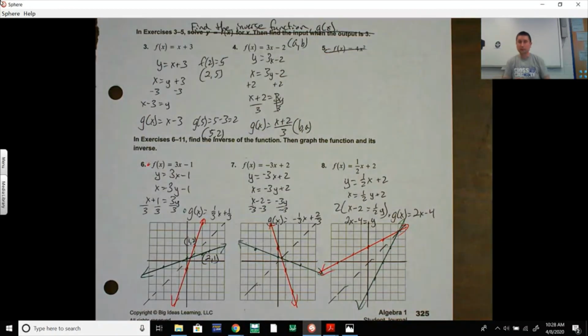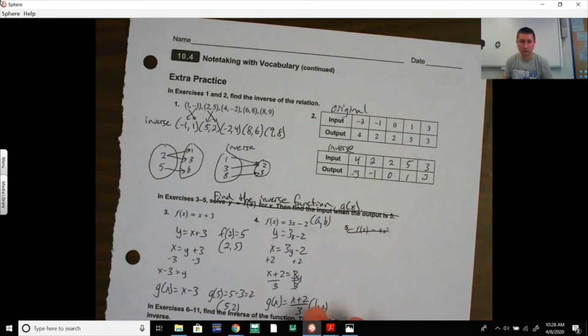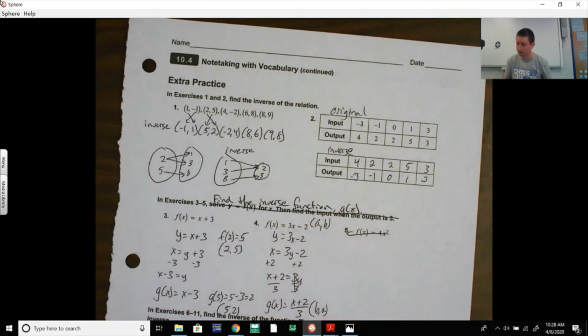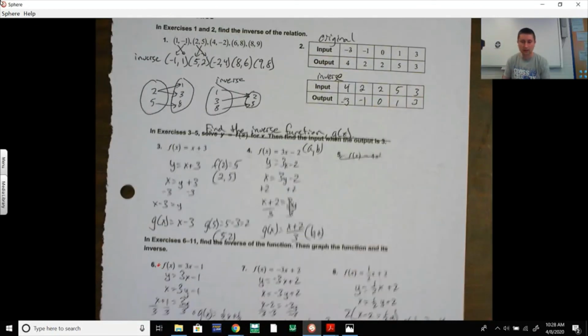Okay, so that's your assignment, dealing with the relation, switching the x's and y's, understanding x goes to y, y goes to x, and then finding these functions and doing a little bit of graphing review.